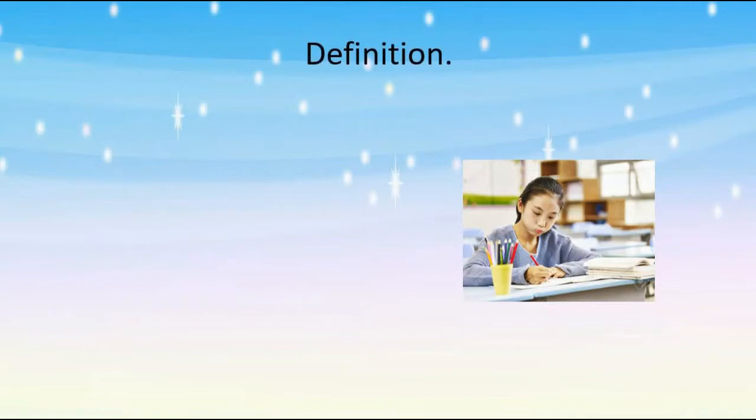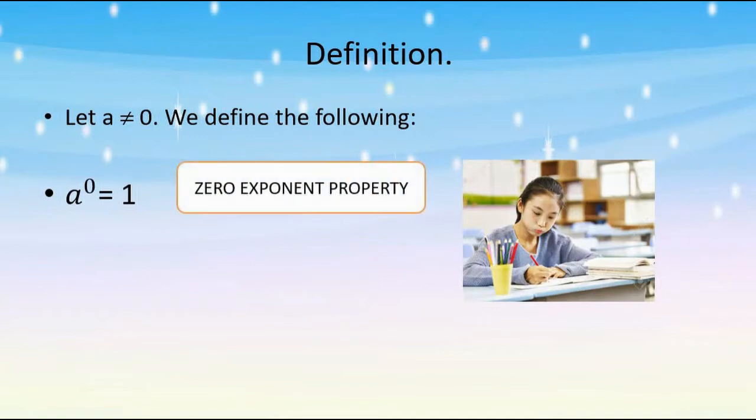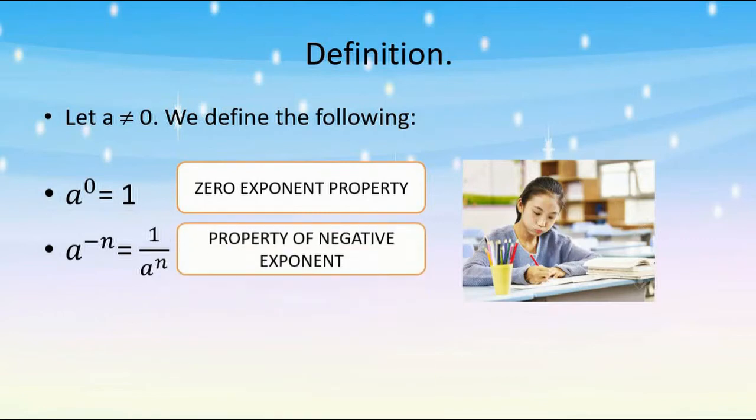Definition: let a is not equal to 0. We define the following. a to the power of 0 is equal to 1. This is the zero exponent property. a to the power of negative n is equal to 1 over a to the power of n. This is the property of negative exponent.